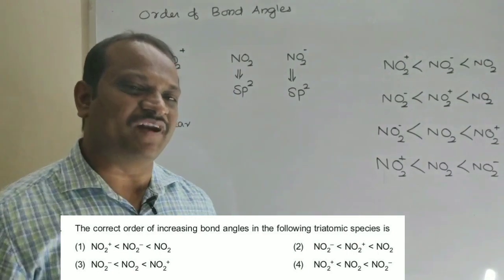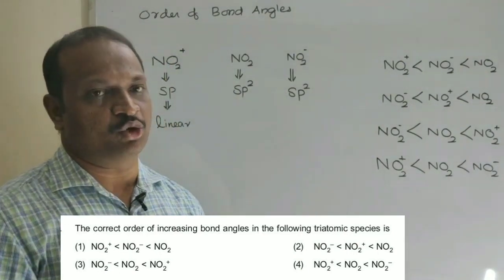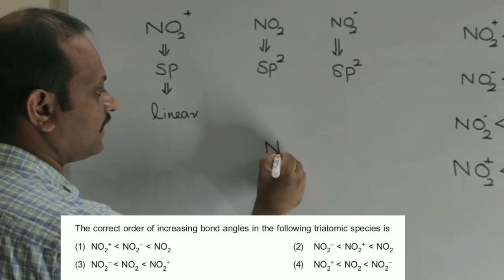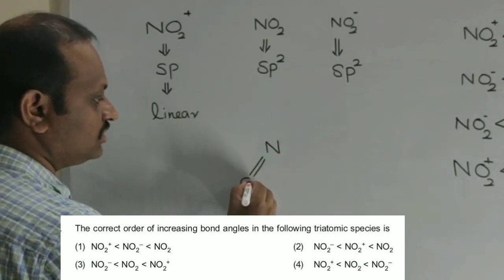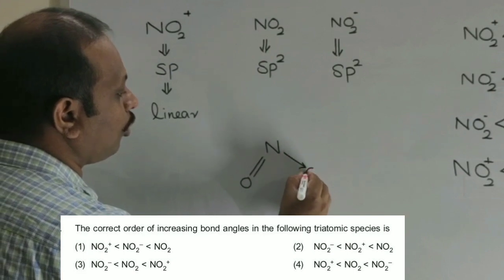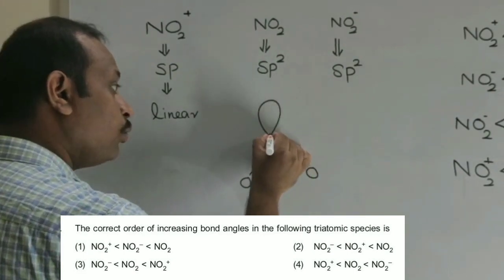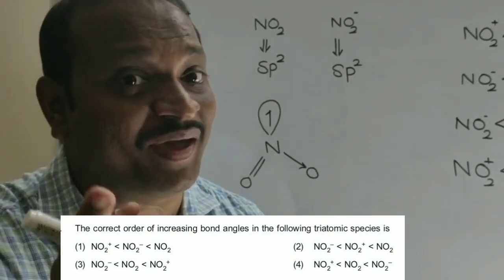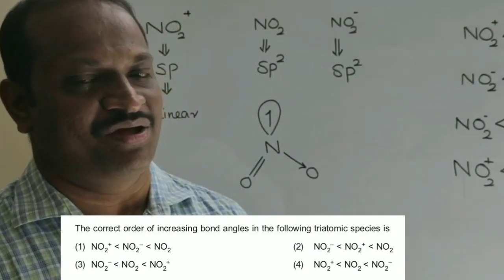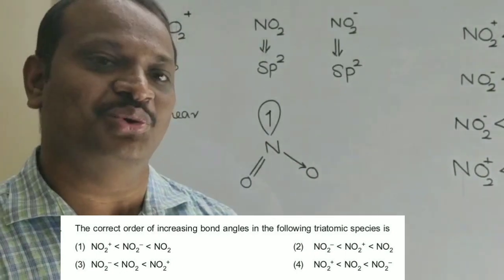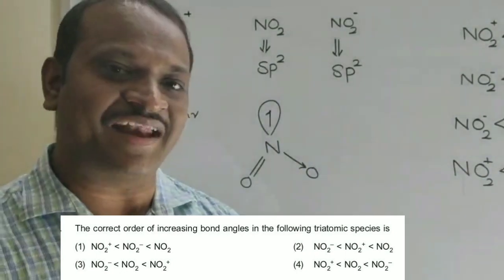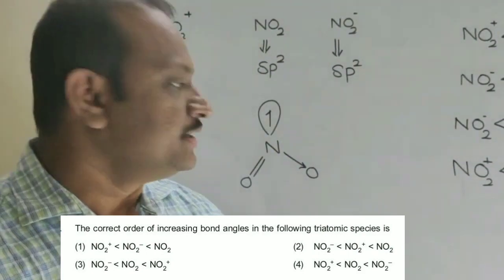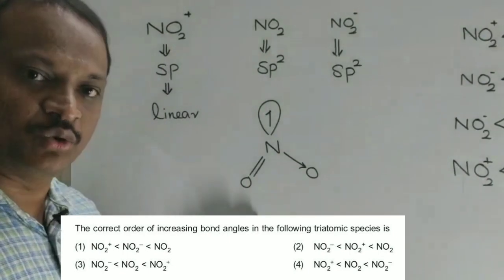But a small difference is there in these two cases. Let me draw the shape. In the first case we have N double bond O, then coordinate bond O. Here we have one lone electron. It's not a lone pair, only one lone electron. You know what the speciality of NO2 is? NO2 has a brown color and it contains one odd electron, that you studied in different chapters. So this is the structure of NO2.